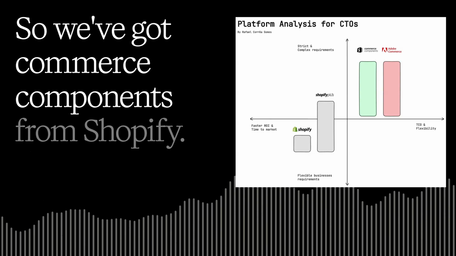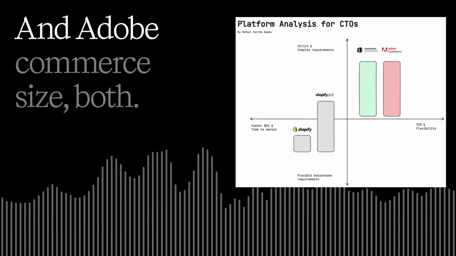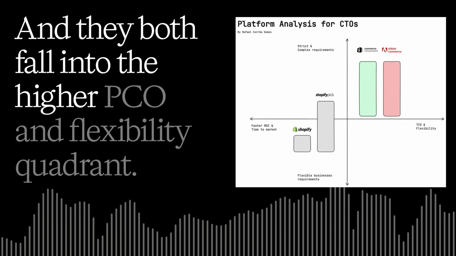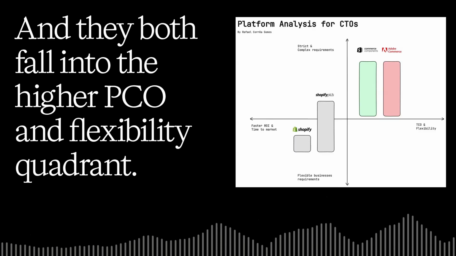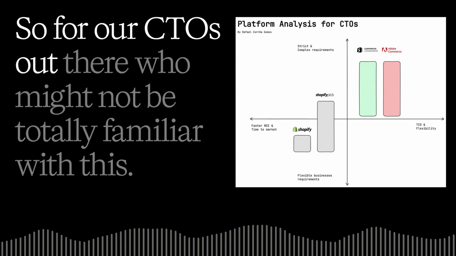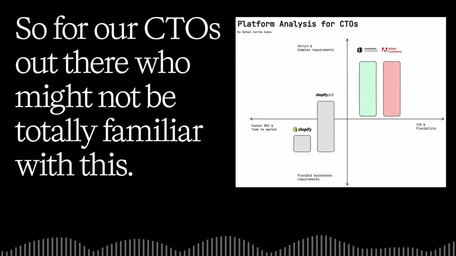So we've got commerce components from Shopify and Adobe Commerce Sans, both great options. And they both fall into the higher TCO and flexibility quadrant, right? Right, and that's mainly because of their headless architecture. So for our CTOs out there who might not be totally familiar with this?